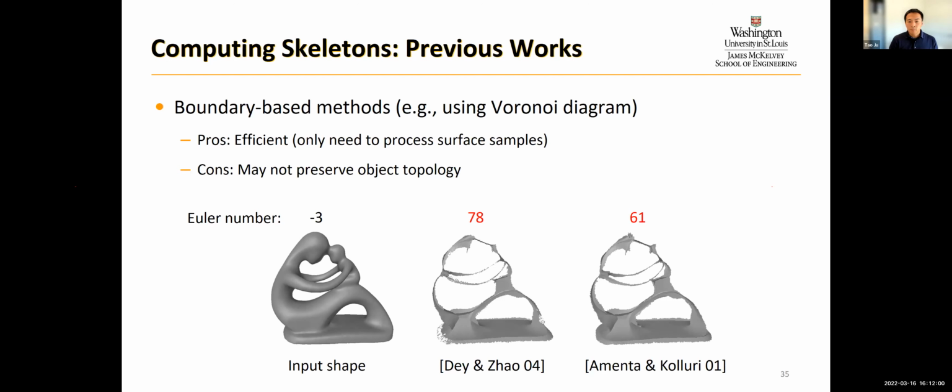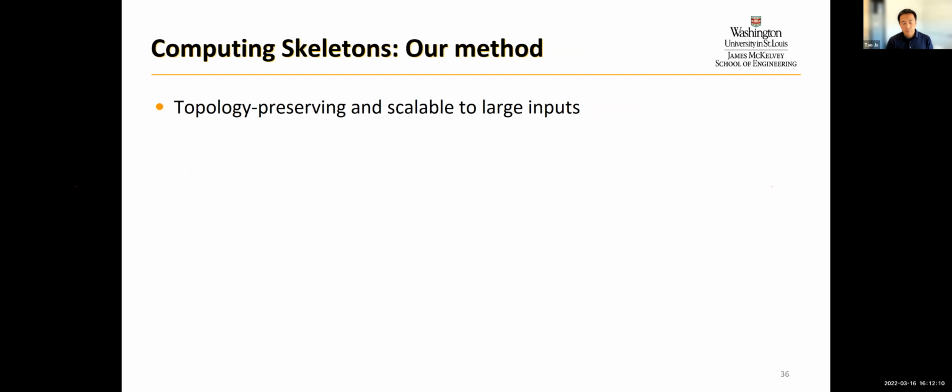So in summary, there's a gap for methods that can, first, preserve the topology of the model and, second, be scalable to very large inputs. And this is, again, where we design methods to try to fill in the gap. We design a method that takes 2 steps to achieve this goal. It takes a 3D model and outputs a skeleton that preserves topology and is efficient.